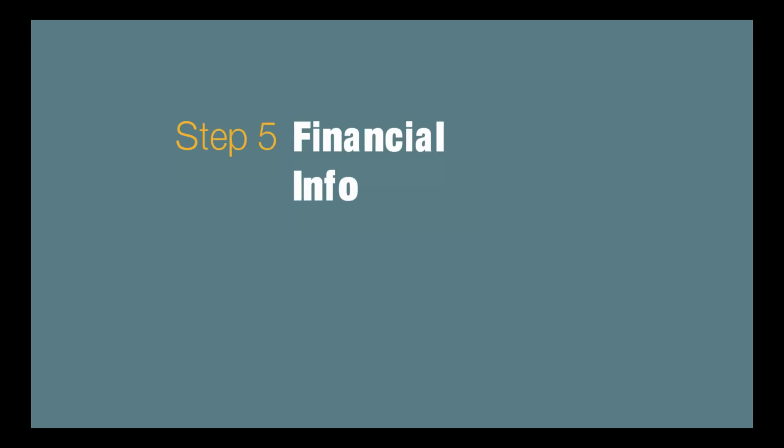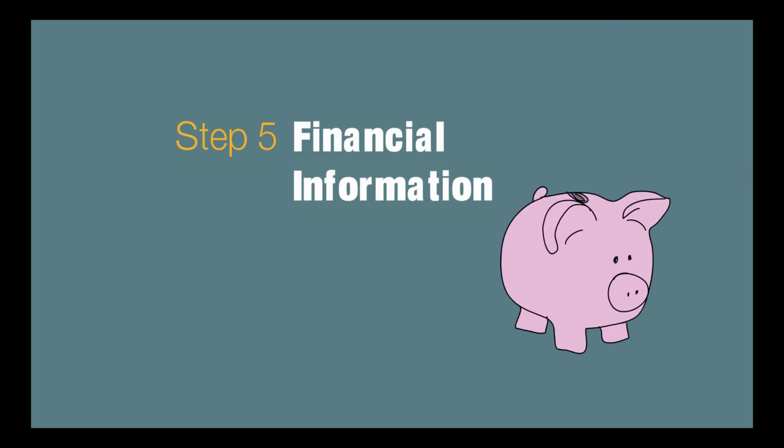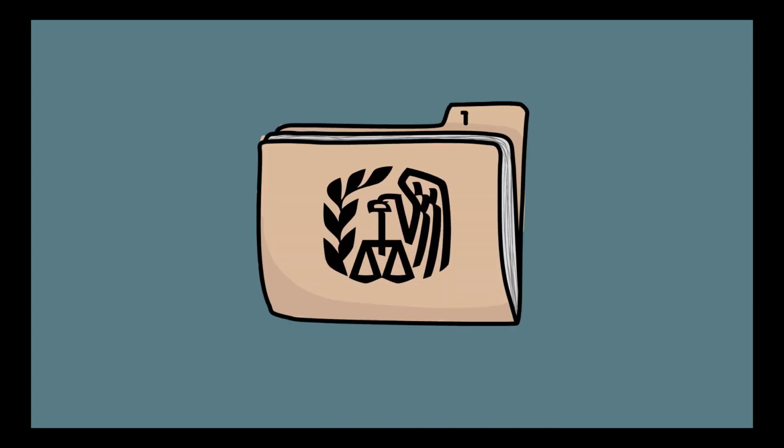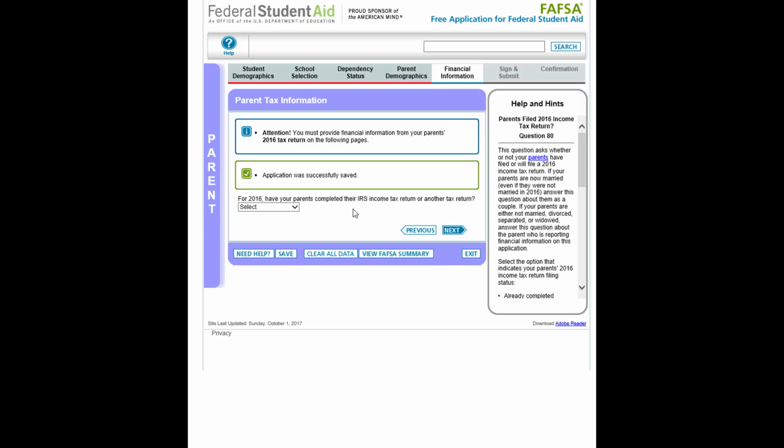If you're completing the financial information section without parent information, the steps we cover here will also help you complete the student tax information section. The questions for both parents and students are the same. Both you and your parents should have your 2016 federal income tax returns handy when completing this section.